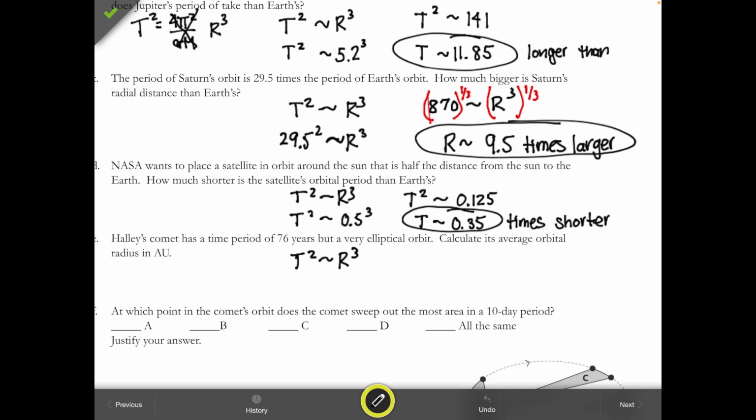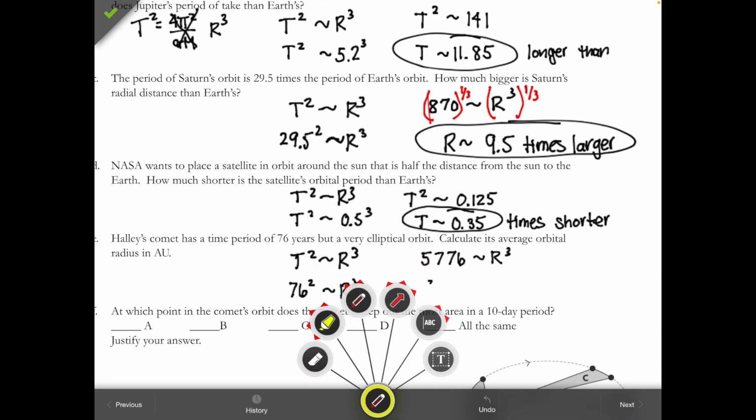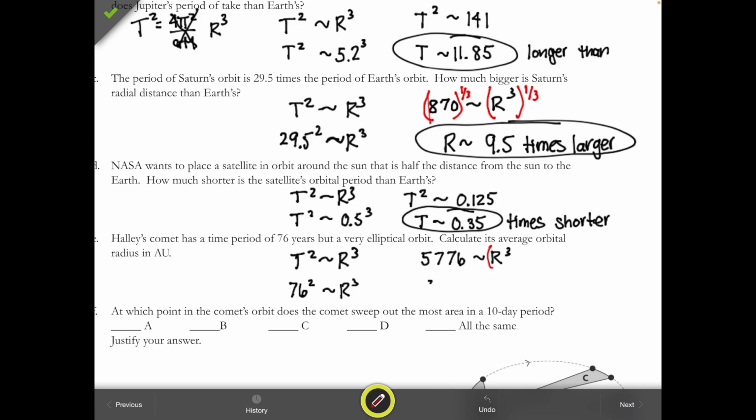Halley's Comet, however, has a very long time period and a very elliptical orbit, which you'll see on the next page. Doing 76 squared gets me 5776 on the left is proportional to r cubed. We're going to do that cube root on each side. Last time I wrote it as to the 1/3 power because that's actually pretty easy to put into your calculator. In fact, if you have trouble putting this in your calculator, how about I write out what to type? This is 5776. Use the power button.